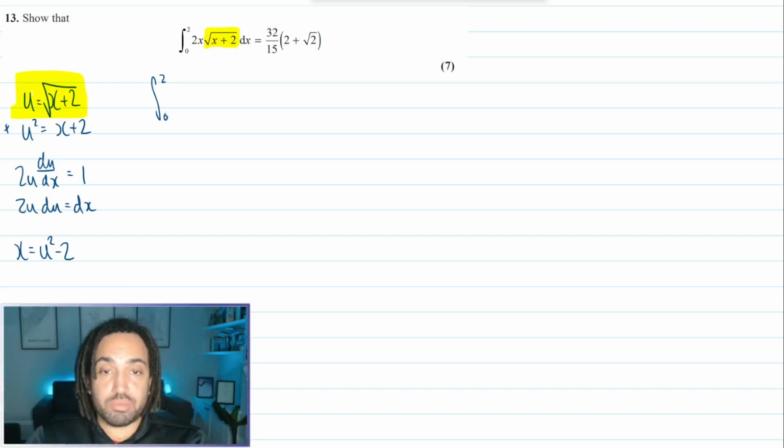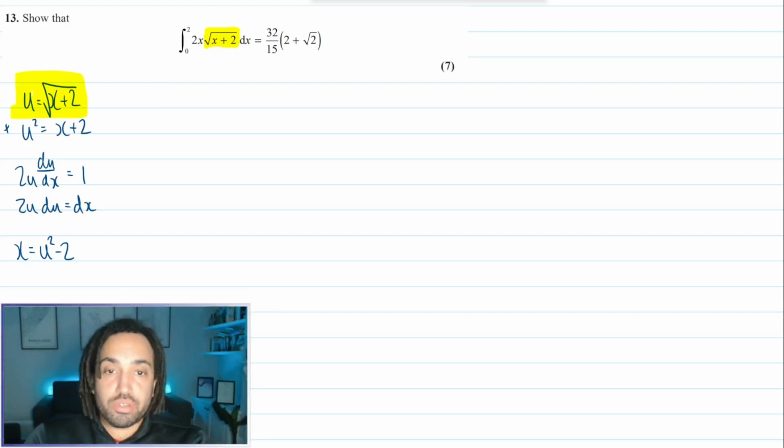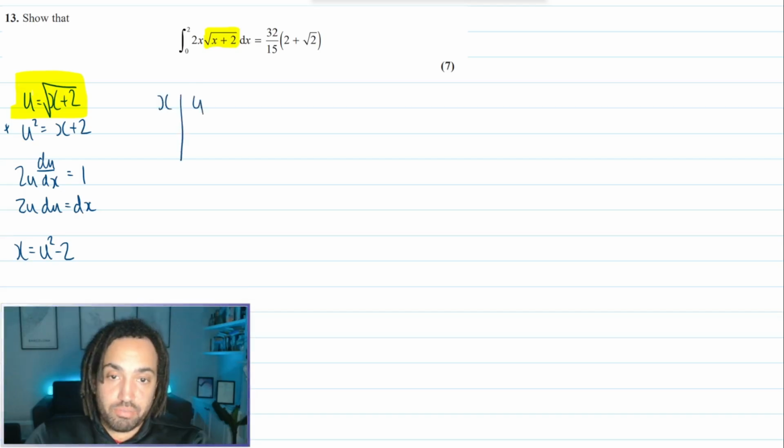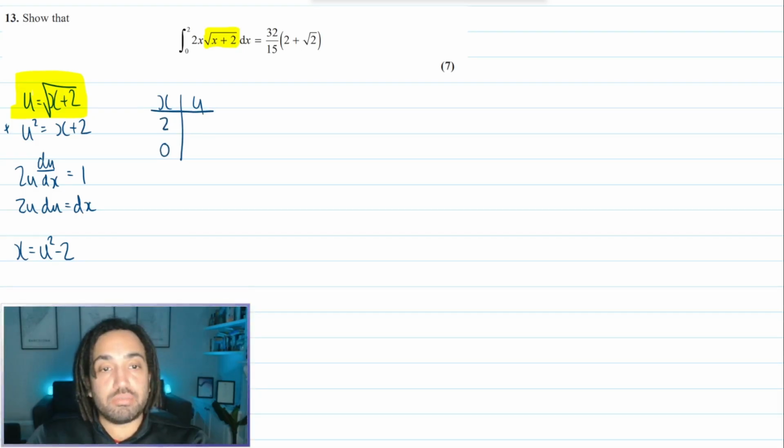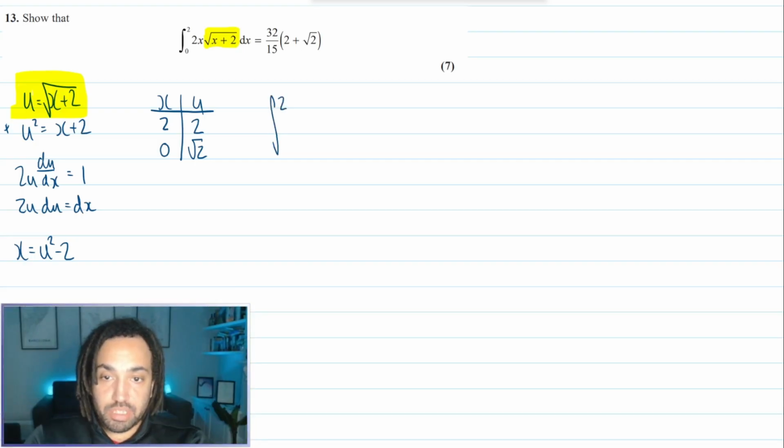Okay, right, so actually, I got distracted, too much talking. We need to change the limits as well. So we have x and we have u. The x limits are 2 and 0. To find u, I need to sub it into this yellow bit here. So 2 plus 2 is 4, rooted gives you 2. And subbing in 0 is going to give me root 2. So those are my new limits when I'm now integrating with respect to u. So it will be 2 and root 2.